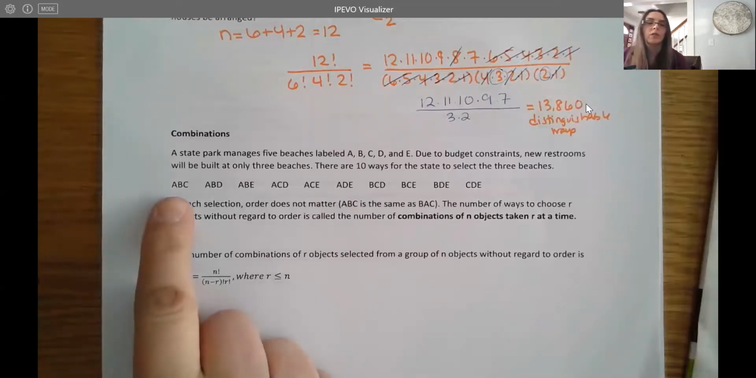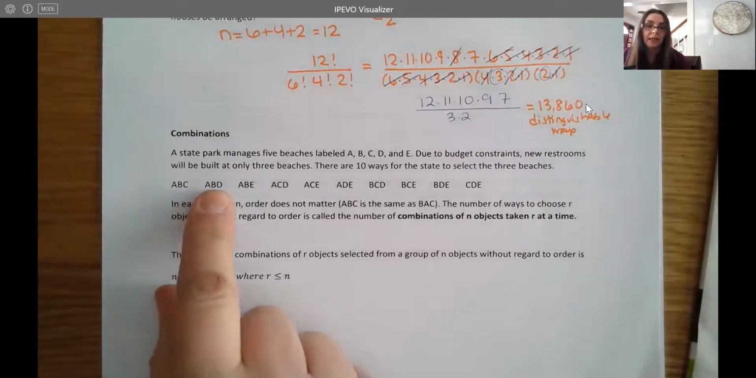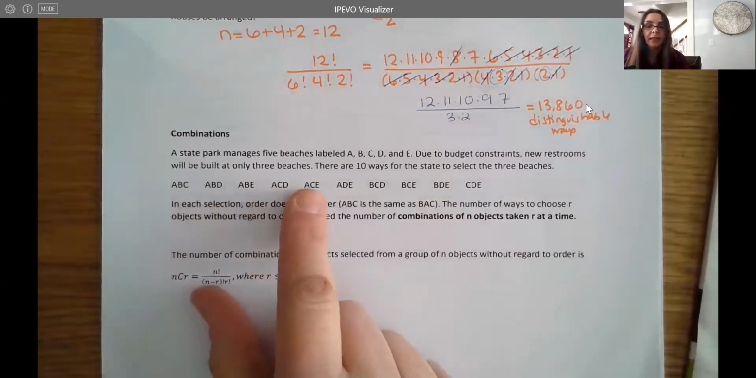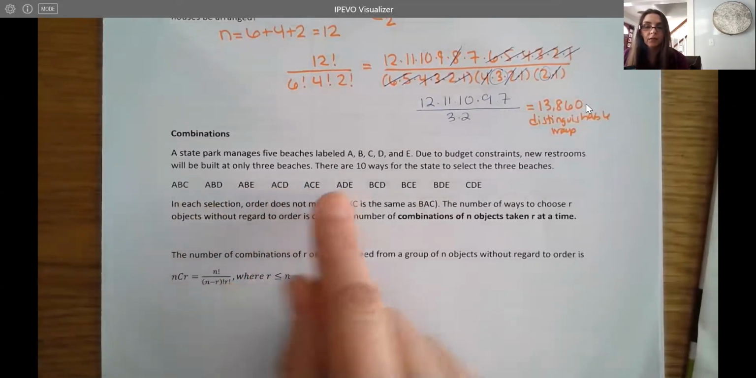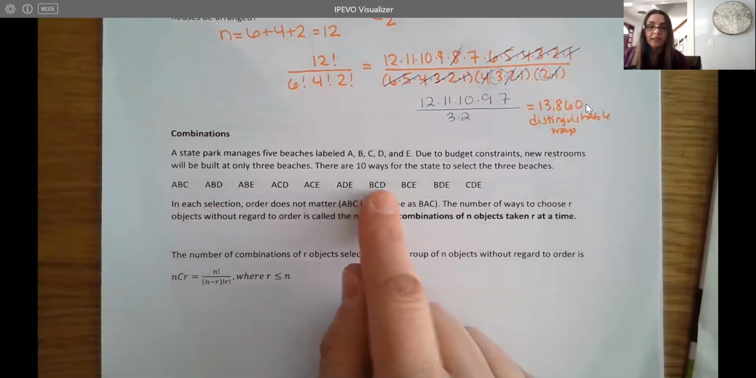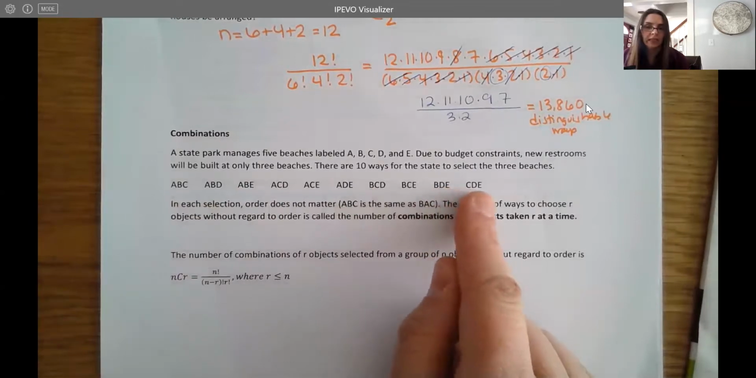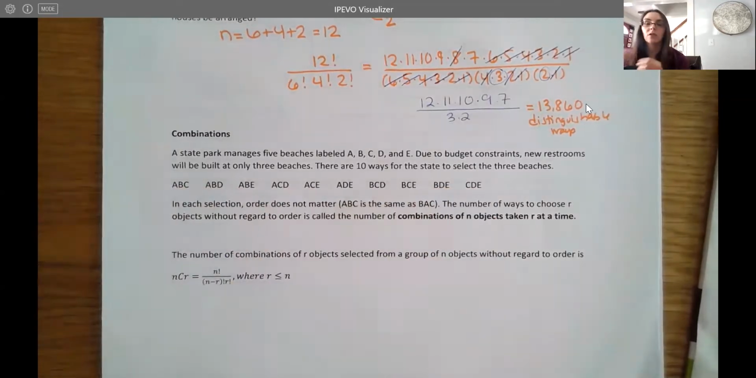For instance, we could do beaches A, B, and C, A, B, and D, A, B, and E. We could do A, C, and D, A, C, and E, A, D, and E. We could do beaches B, C, and D, B, C, and E, B, D, and E, or we could do C, D, and E. So there's 10 different ways that we could talk about which 3 beaches we're going to put new public restrooms at.